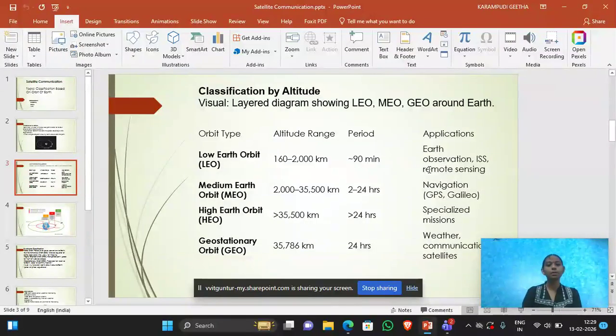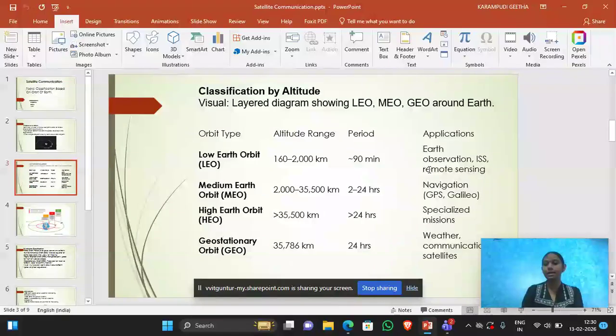The medium Earth orbit altitude range is 2000 to 35,000 kilometers with a period of 2 to 24 hours, and its applications are navigation: GPS, Galileo. High Earth orbit is greater than 35,500 kilometers, with a period greater than 24 hours, used for specialized missions. Geostationary satellites are at 35,786 kilometers with a 24 hour time period. The applications are weather and communication satellites.